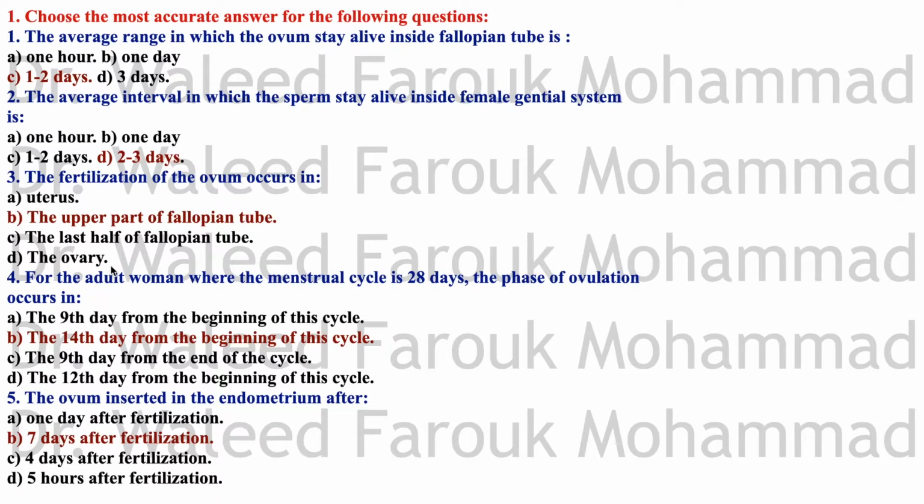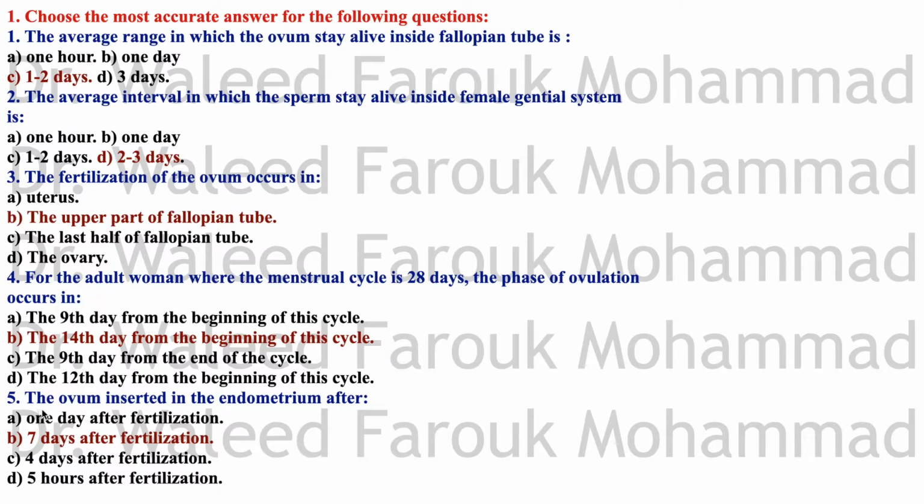For the adult woman, where the menstrual cycle is 28 days, we studied the breeding cycles before. The phase of ovulation occurs in the 14th day from the beginning of this cycle. We stressed on that. You start counting from the beginning of the cycle, not from the end of the cycle. So it's the 14th day from the beginning of the cycle. Okay.